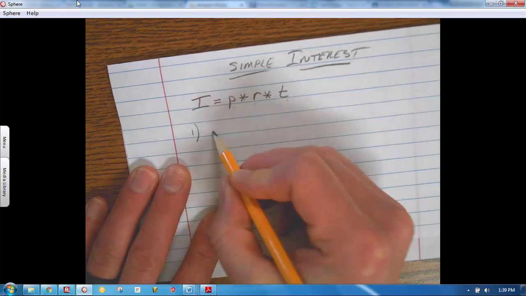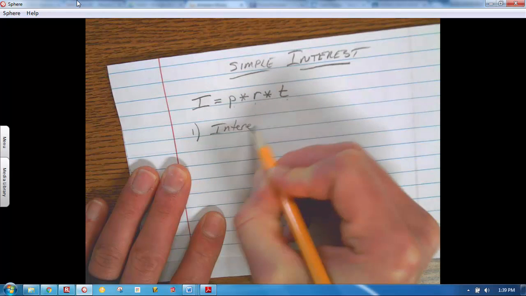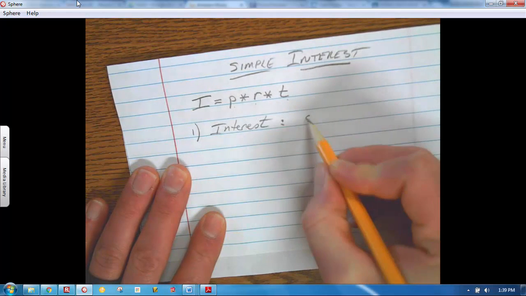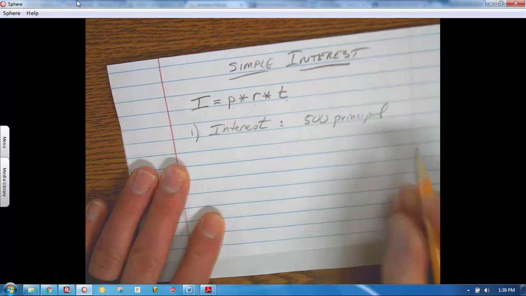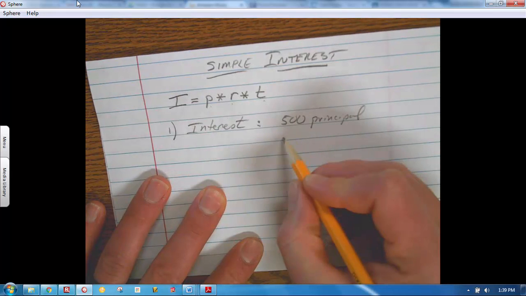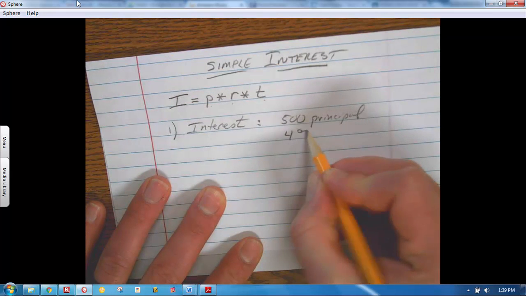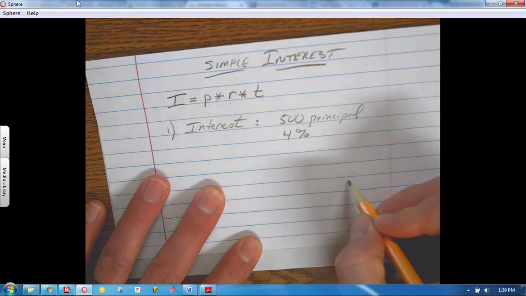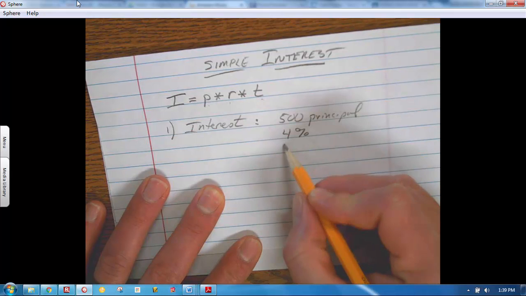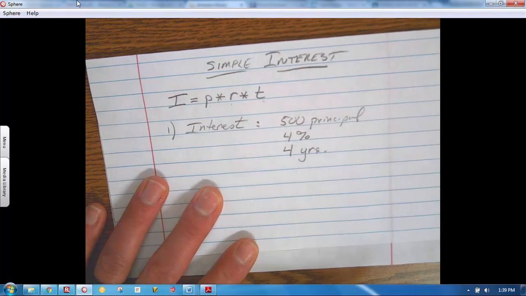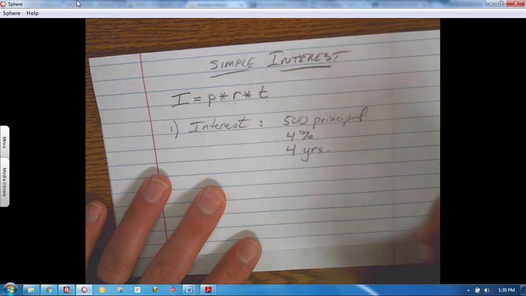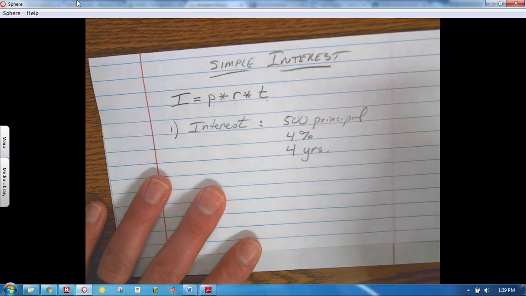Let's do calculate the interest on a $500 principal. So you deposit $500. You make 4% for your interest rate, and we want to know how much money we'll have, say, after 4 years. Okay, and again, this is simple interest, so this is not actually the formula that banks would use to calculate your interest. That's a little more complex, but we're just doing simple interest today.